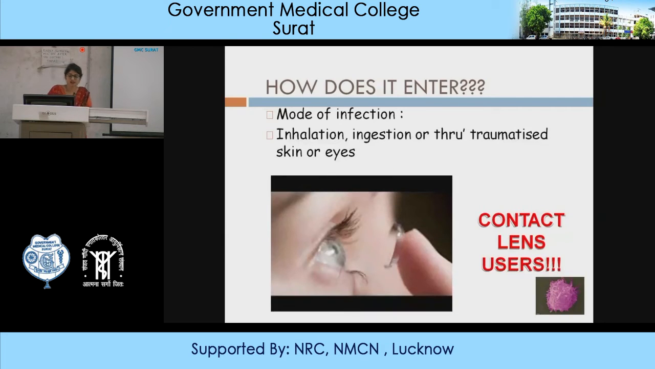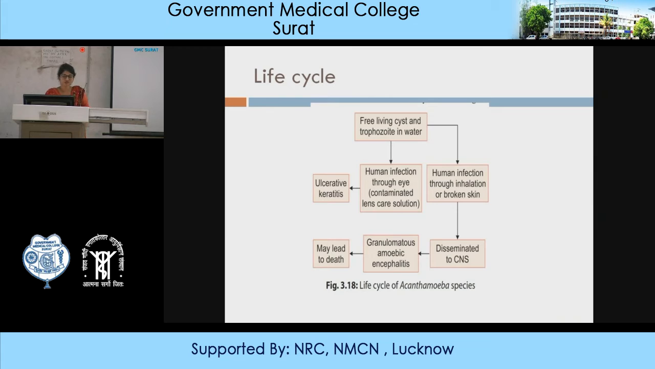Mode of infection: they enter into the human body through inhalation or ingestion, or through traumatized skin, or through the eyes. It causes infection in contact lens users as well as non-contact lens users also. The free-living trophozoite and cyst are present in water bodies. Human infection occurs through inhalation and broken skin. Then they disseminate to the CNS and cause encephalitis. If they enter through the eye, they cause keratitis and corneal ulcer.